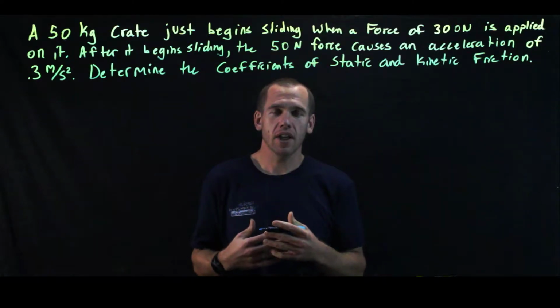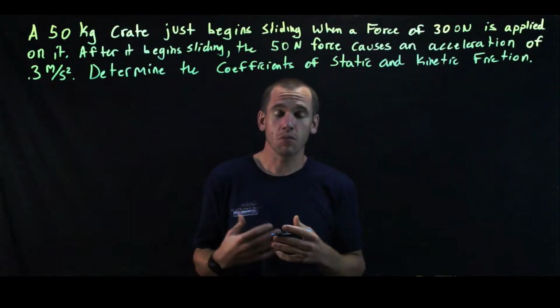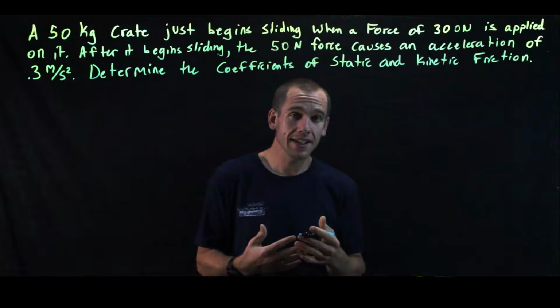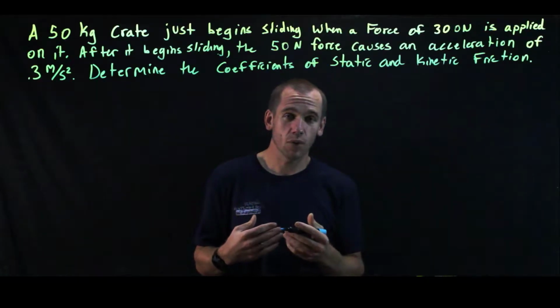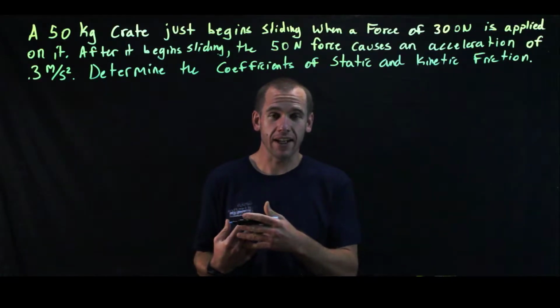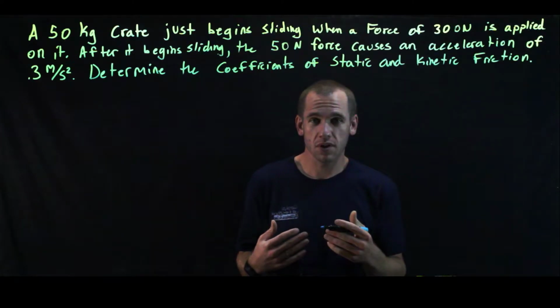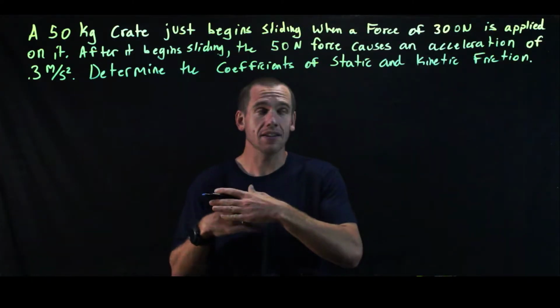In this lesson, we're going to take a look at static and kinetic friction. Remember, frictional forces oppose motion or intended motion. Static friction is the force that keeps an object from beginning to slide, and kinetic friction is the force that opposes motion when two surfaces are sliding past each other.